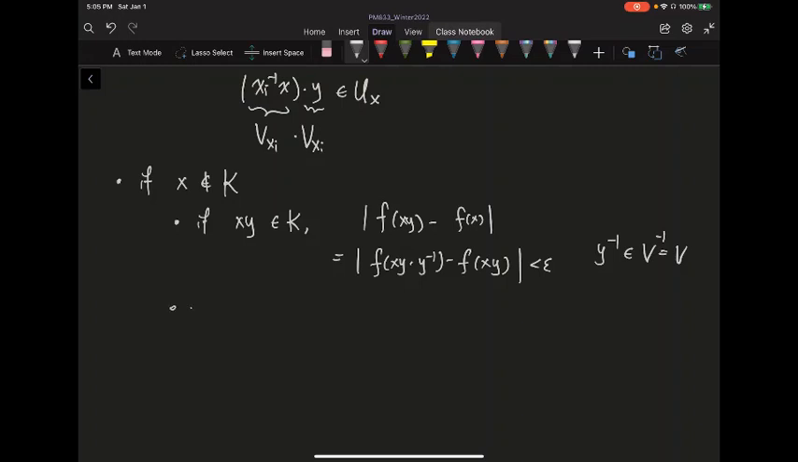And in the last case, if xy is not inside k as well, then you have something not inside k minus something not inside k, because k is your support. So f(xy) and f(x) are both equal to 0, clearly less than epsilon. Okay, so these are all done. This finishes the proof of this proposition: your left and right translations are uniformly continuous.